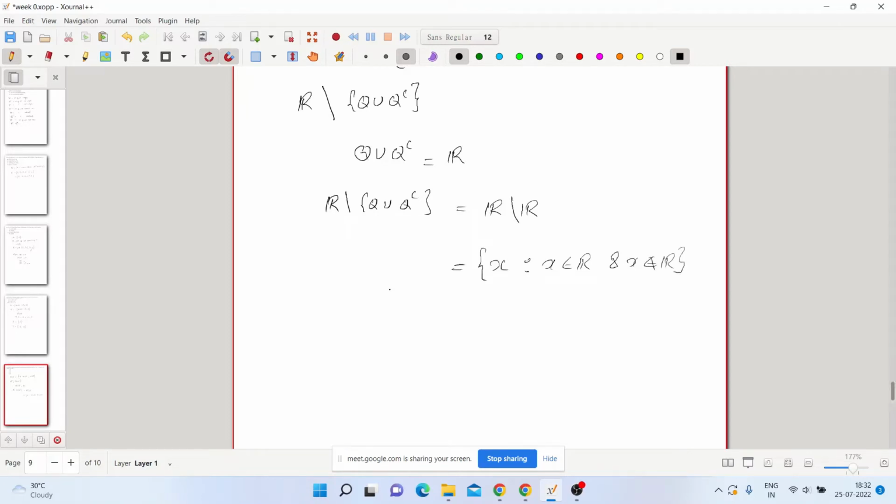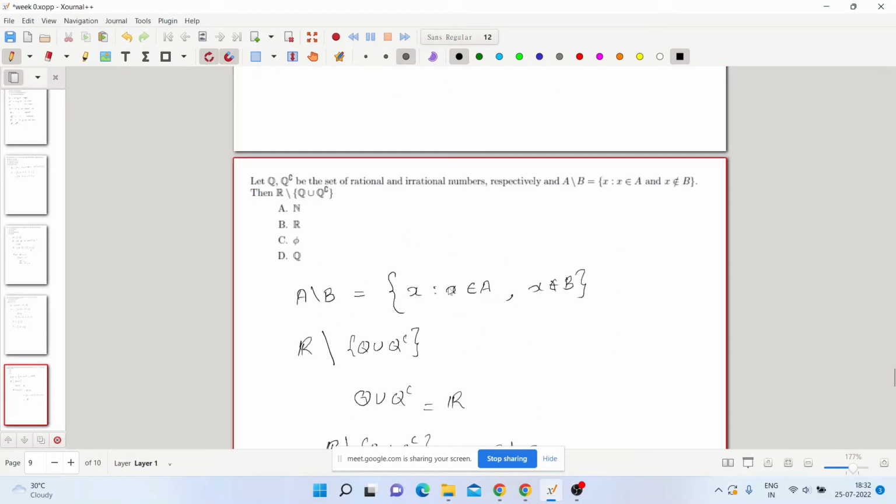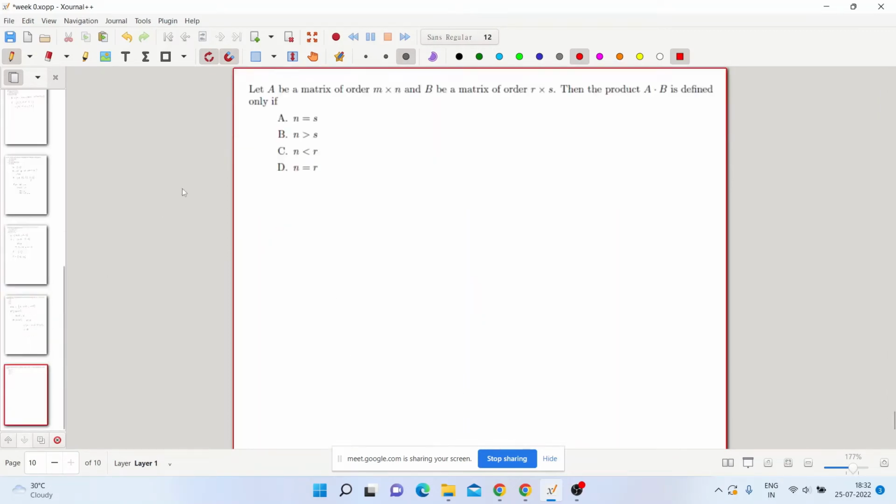See, there is no x such that this condition is satisfied. That is, there is no x with x belongs to R and x not belongs to R. What does this mean? It means there is no element, it is an empty set. That is, R minus Q union Q complement is an empty set. So here option C is the right answer. All others are wrong. Now let's go to the next problem.